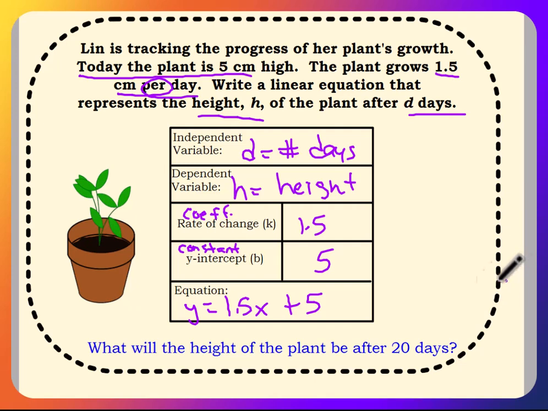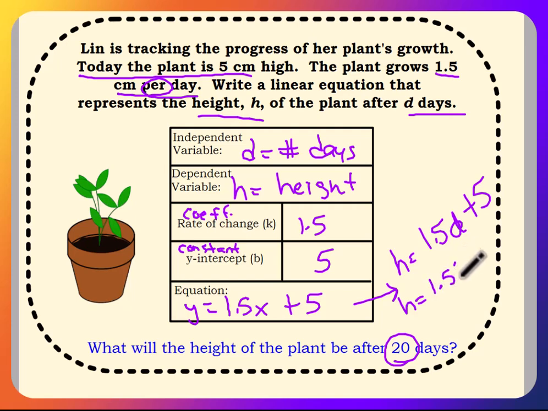And then you can answer the question. Once you have the equation, you can answer your question. What will the height of the plant be after 20 days? So you're going to replace d, the number of days, with 20. And I guess I really should have written my equation using the correct variables. It really should have been h equals 1.5d plus 5. Sorry about that. Now I can replace my d with 20 and have h equals 1.5 times 20 plus 5. So go ahead and solve that and see what you get.